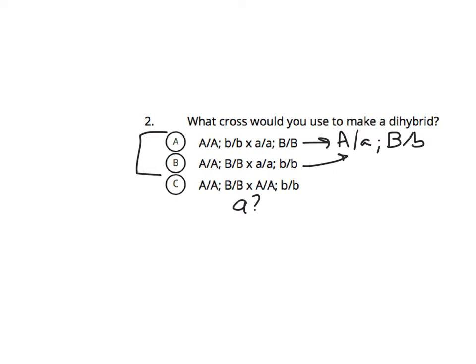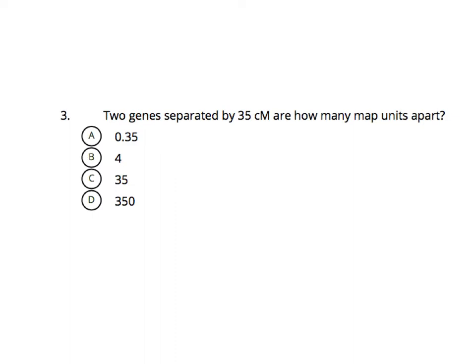Let's see. 2 genes separated by 35 centimorgans. This is just a question asking you to convert map units to something else. Okay, so some of you are messing with me, or at least one of you is messing with me. So if it's 35 centimorgans, how many map units is that? They're exactly the same. So a map unit is the same value as a centimorgan. So 35 centimorgans is 35 map units.